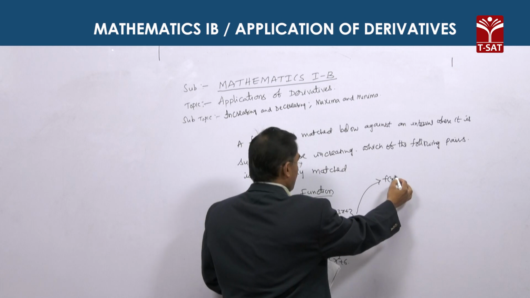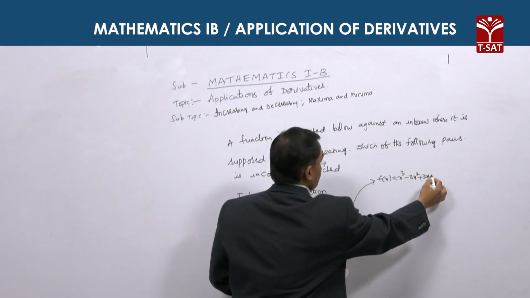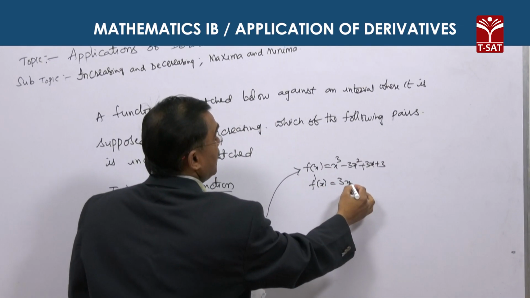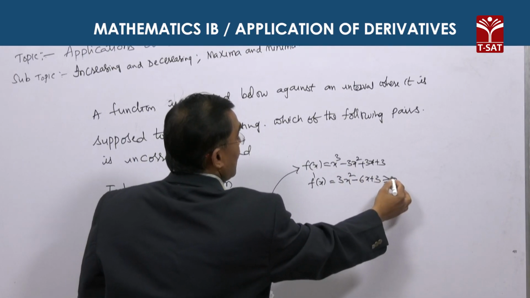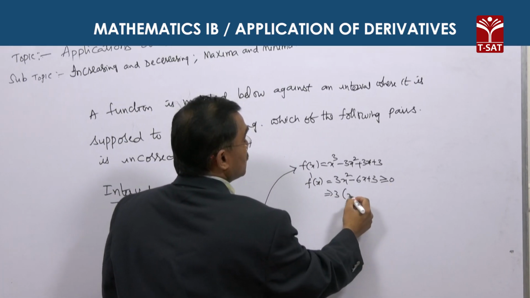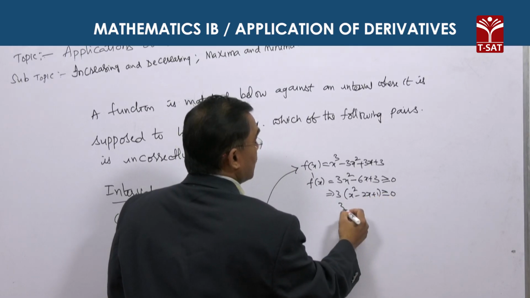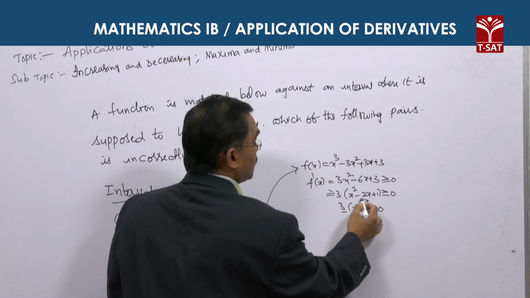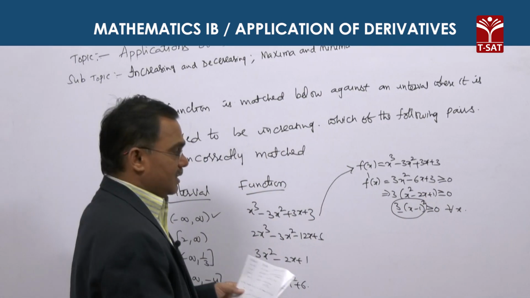What is the given function? f(x) = x cube minus 3x square plus 3x plus 3. For increasing, what is f'(x)? 3x square minus 6x plus 3. Increasing means the value must be positive. 3 is common: x square minus 2x plus 1 is positive, which is nothing but 3 times (x minus 1) whole square, which is positive. So 3 is positive, and (x minus 1) square is also positive for all values. That's why the first answer is correct.